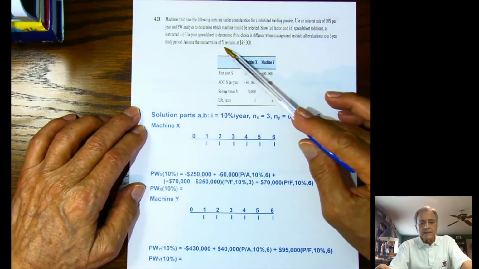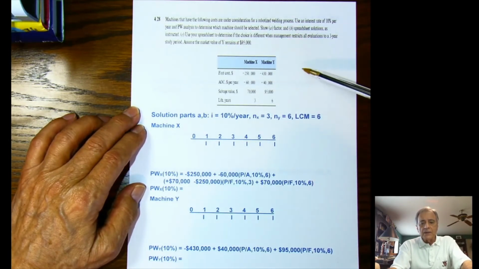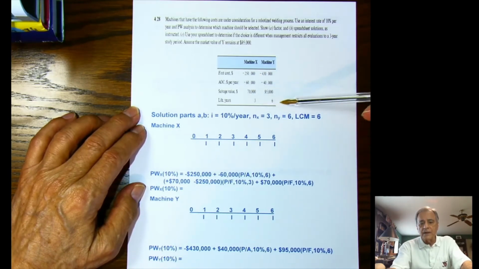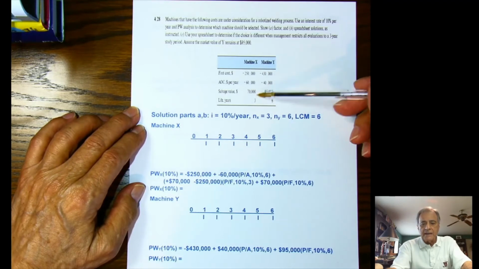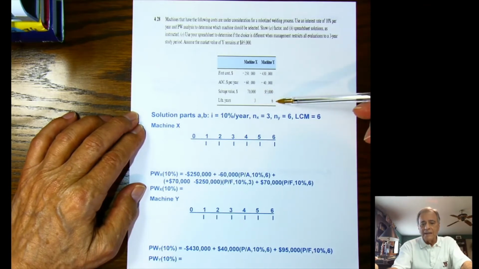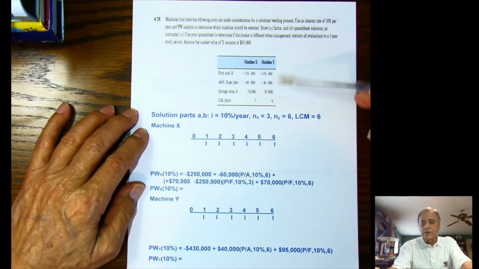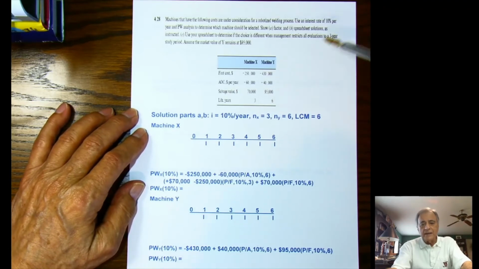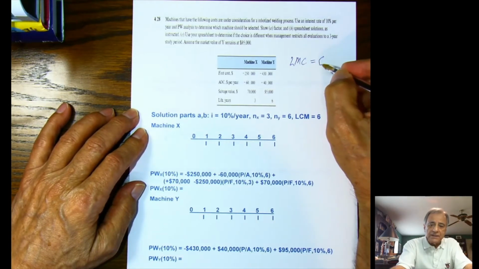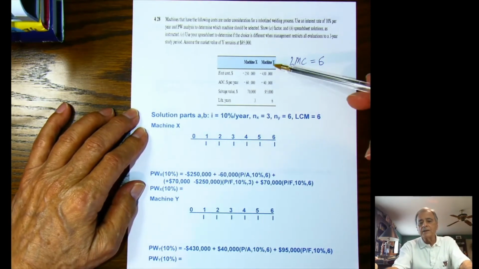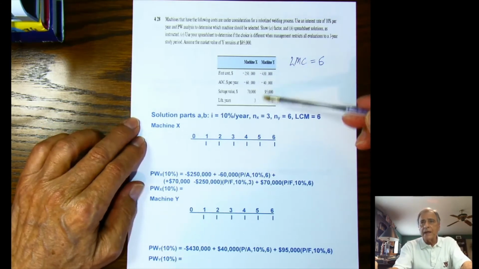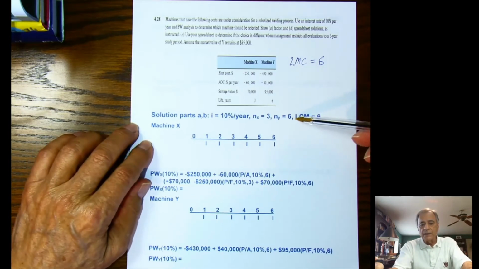And then the second part of the question says, notice that these two machines have unequal lives. Machine X lasts 3 years. Machine Y lasts 6 years. So in order to do this, it turns out the least common multiple of lives is fairly convenient. It's 6 years. So that's 1 cycle of machine Y, but 2 cycles of machine X. So we better draw the cash flow diagram so we can get to this.